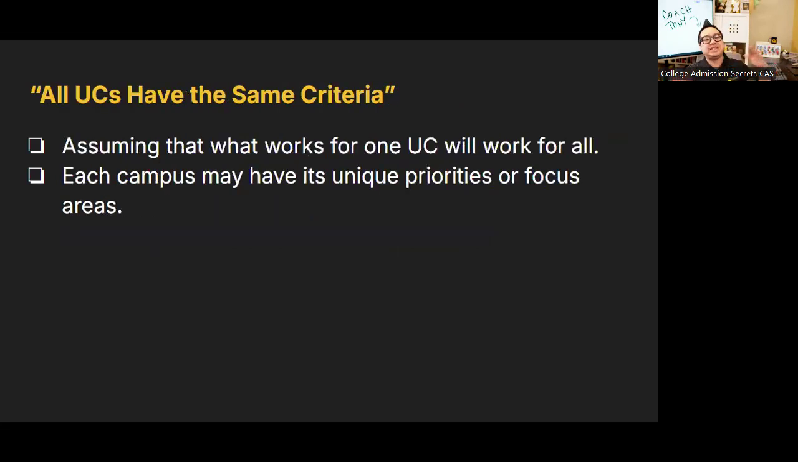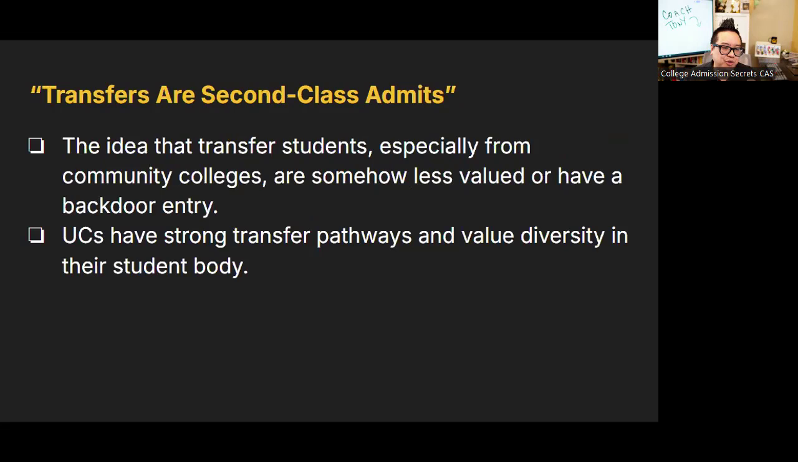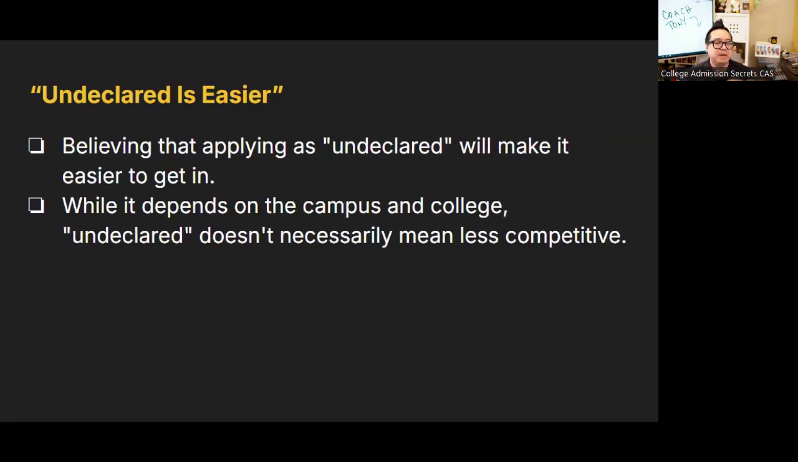People think all the UCs have the same criteria. I would say they have similar criteria, right? However, each UC does have a priority or focus based on what we've seen so far. People think transfers are second-class admits as well, that they have a less valued way in. No, that is not true at all. Transfers are awesome. They're pretty much doing the same requirements as the freshmen, just in a different pathway.